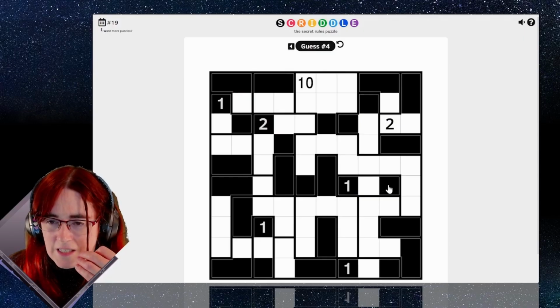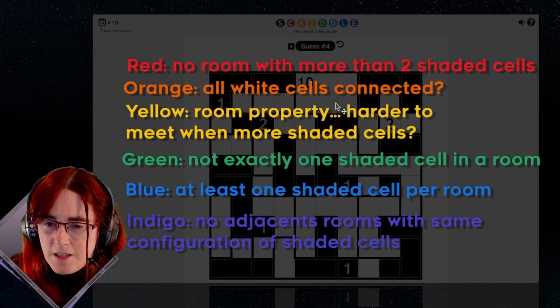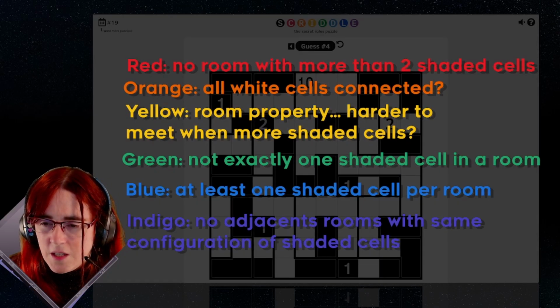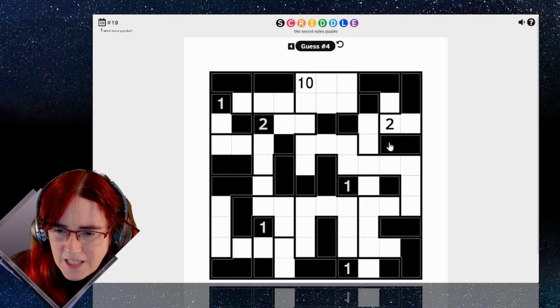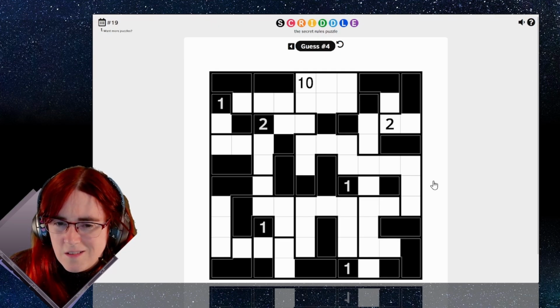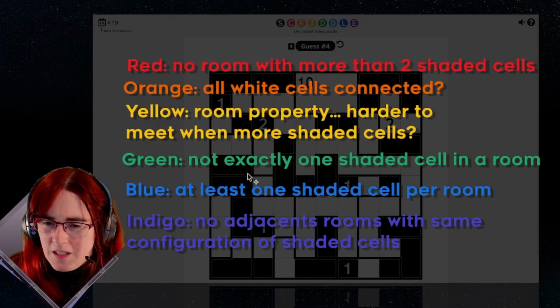Orange, all white cells are connected. Yeah, so all the white cells are connected. Yellow was the... So yellow, I think, is within the room. This is a wild guess, it's probably wrong. Within the room, I think we need to have a group of contiguous white cells of exactly the size of the number, is my wild guess for that one. Green was about the number of rooms.